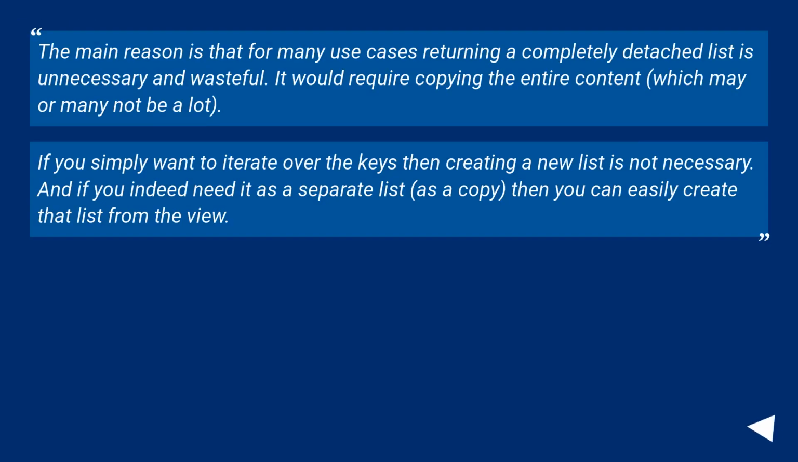The main reason is that for many use cases, returning a completely detached list is unnecessary and wasteful. It would require copying the entire content, which may or may not be a lot. If you simply want to iterate over the keys, then creating a new list is not necessary. And if you indeed need it as a separate list, as a copy, then you can easily create that list from the view.